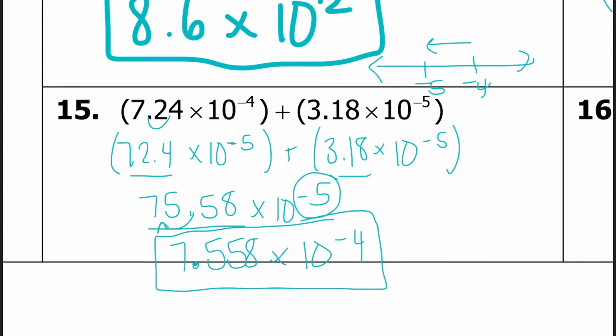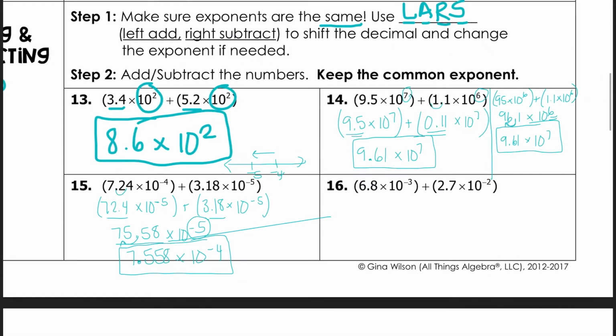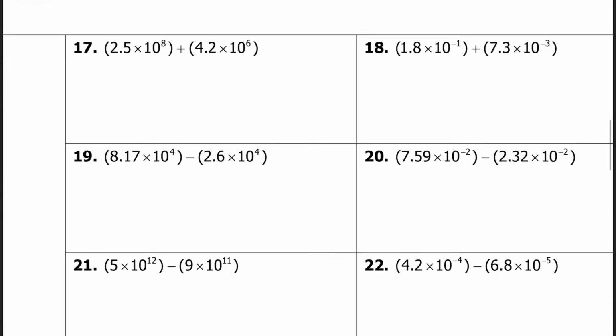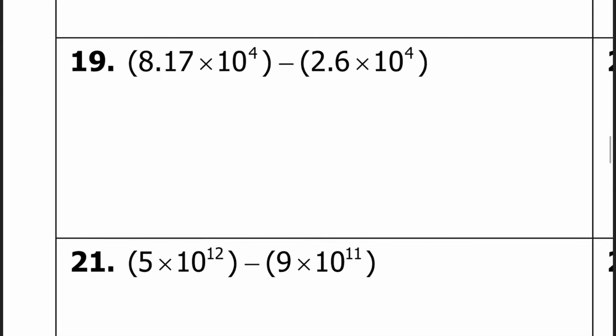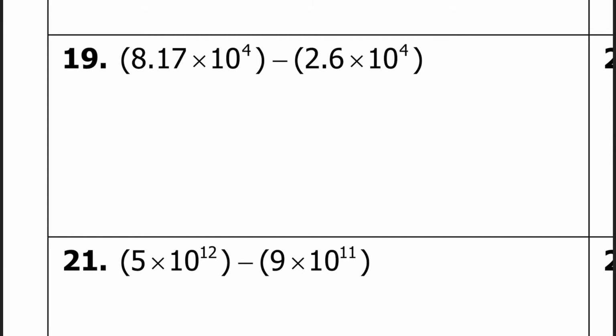I want to show you one more. I want to show you number 19 on the next page. Oops. Let me bump this back down. Let's look at one that's subtraction. If you look in the middle here, you see a subtraction sign instead of addition. So that just means we're going to take the two bases and subtract them. No big deal. 8.17 minus 2.6 is 5.57.